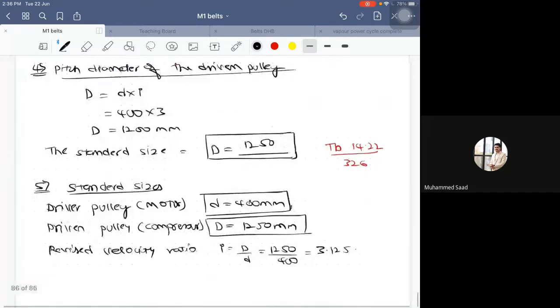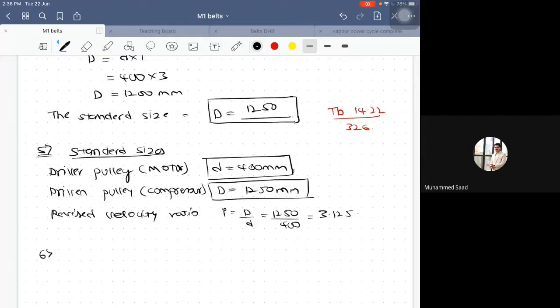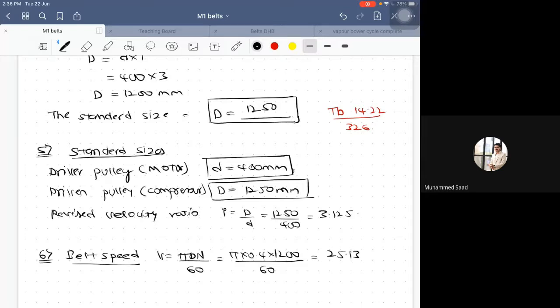Okay. Next, sixth one. Once you calculate all, the sixth one is the belt speed. Belt speed V is equal to pi d n by 60. It is pi into 0.4 into 1200 divided by 60, which is equal to 25.13 meters per second. I guess it is approximately equal to Vmax, right? So where did you get the Vmax? Anyone? Do you know the value of Vmax?